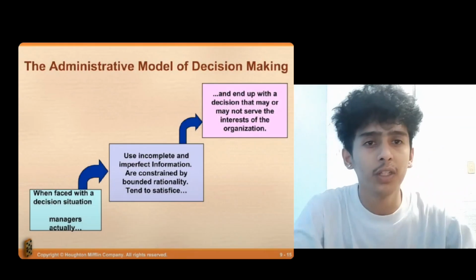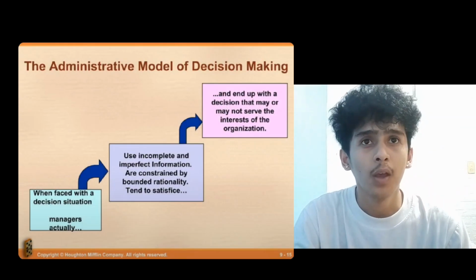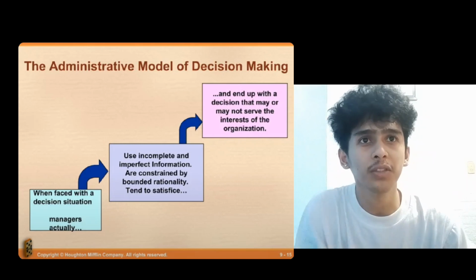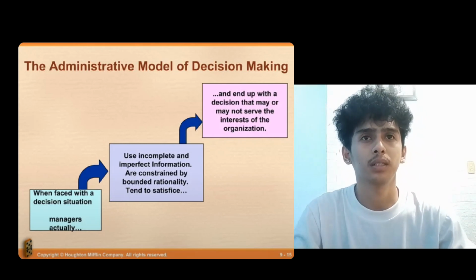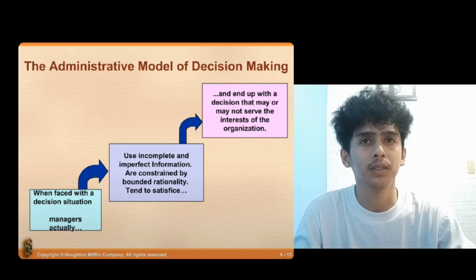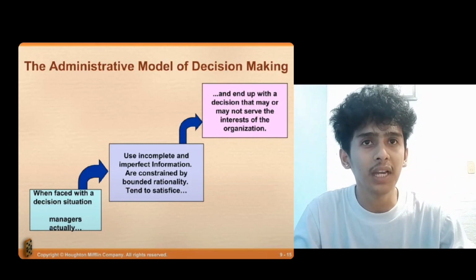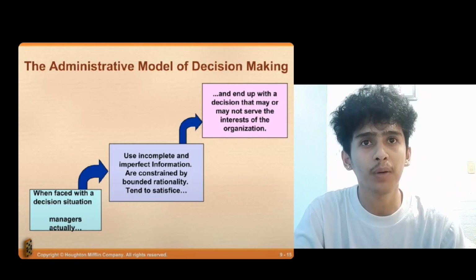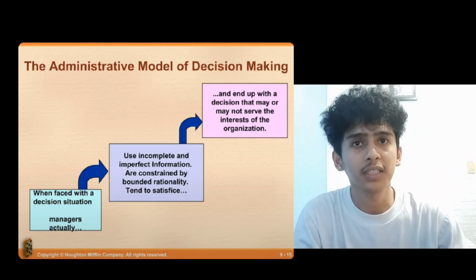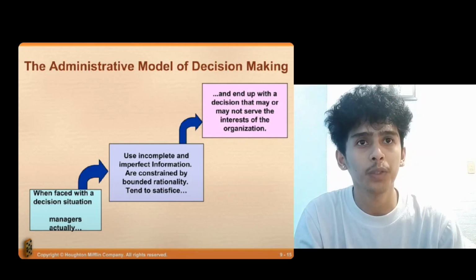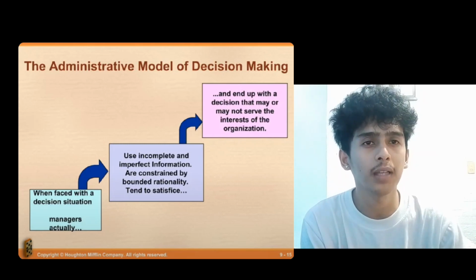The administrative model of decision making. When managers face a decision situation, they actually use incomplete and imperfect information, and they are forced or controlled by bounded rationality to choose what's available and accept that option, and end up with a decision that may or may not serve the interests of an organization.